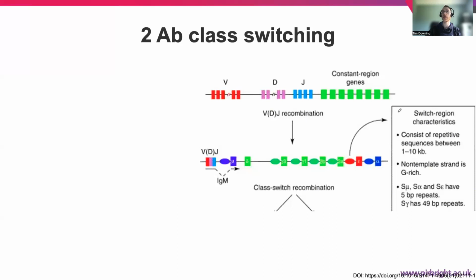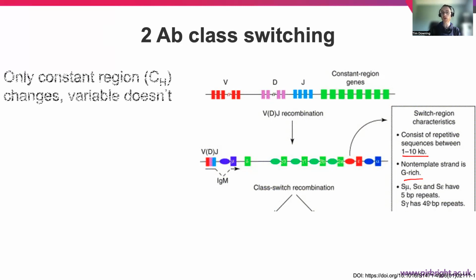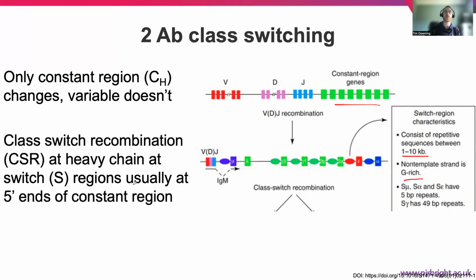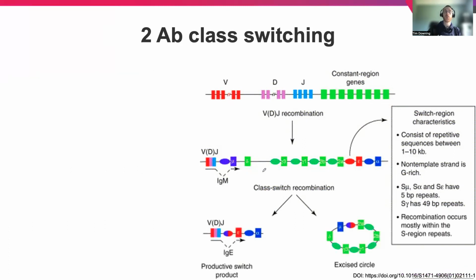In this diagram, what we're looking at is the class switch region, CSR. The characteristics are repetitive regions of about 1 to 10 kb. It's G rich. S stands for the switch regions; mu, alpha, and epsilon have 5 base pair repeats, and the gamma chain has 49 base pair repeats. So we know that the constant region changes, while the variable region doesn't at this point, and the CSRs are usually at the 5' end of the class switch region.